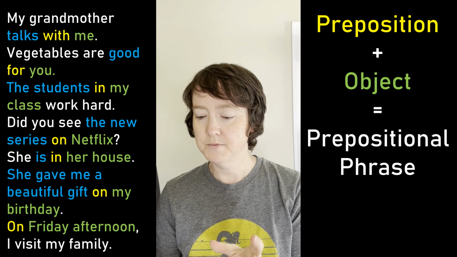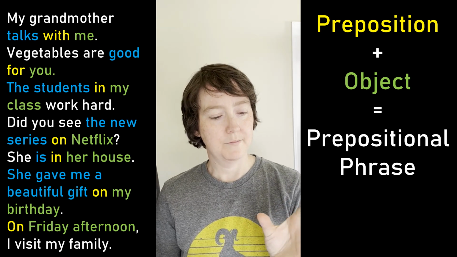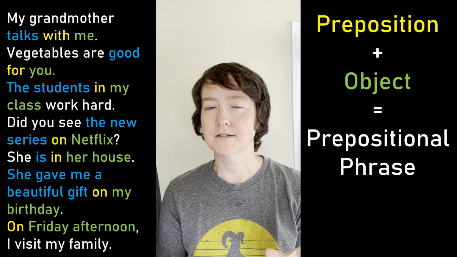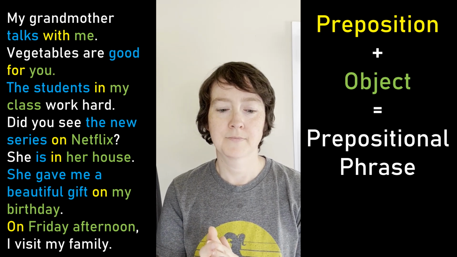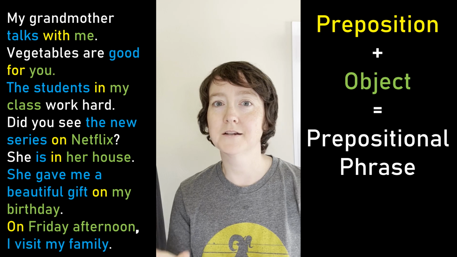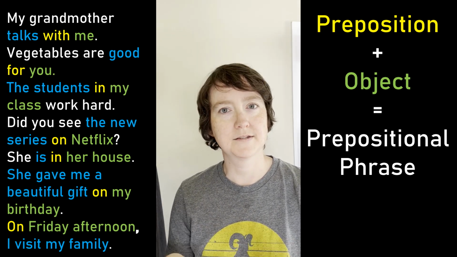She gave me a beautiful gift. When did she do this? On my birthday. That's at the end of the sentence. It's adding meaning to the whole sentence of when she did this. On Friday afternoon. Oh, now it's at the beginning of the sentence. It's adding meaning to the whole sentence of when this sentence happened.